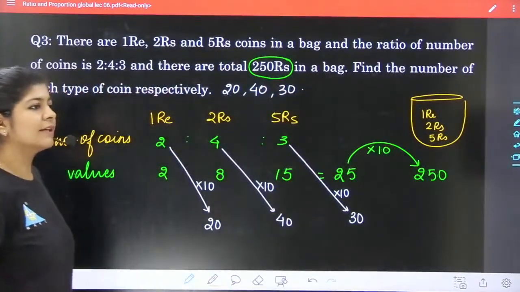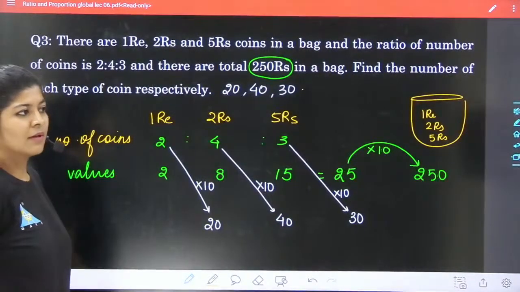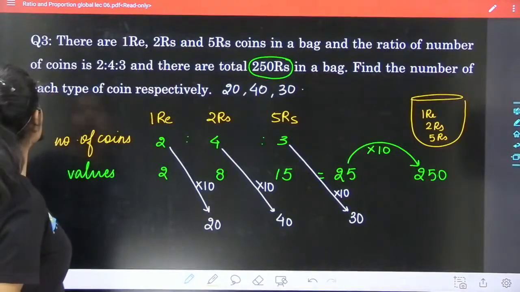So, the correct answer of this question is 20, 40 and 30. Very good, Sham. Very good, Yeshu. Clear? Okay. Now let's move to the next question.